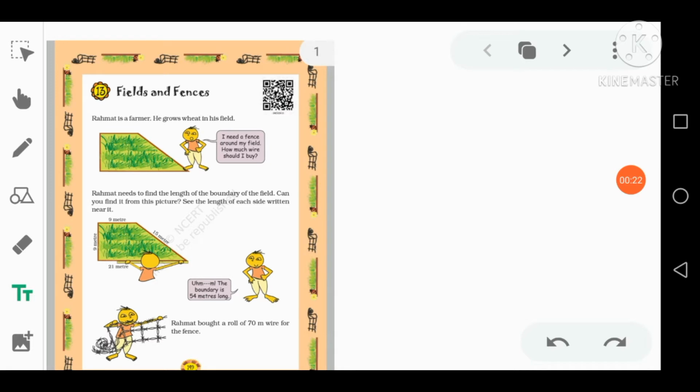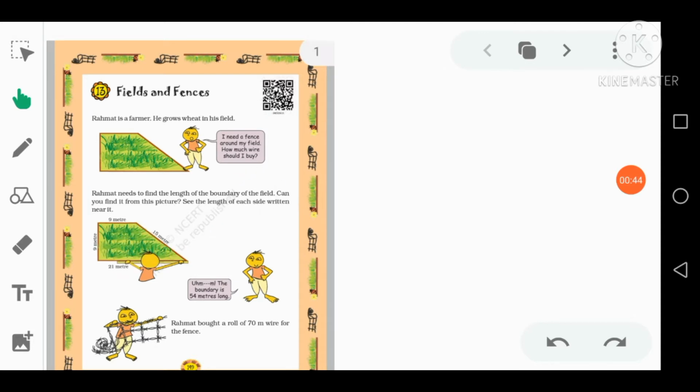Have you seen a field? Okay. They also grow some crops in that field, right? So here he is growing some wheat in his field. So what he is planning is to fence around his field. That means here you can see he is saying something: I need a fence around my field. So he's going to construct a fence around his field. How much wire should I buy?